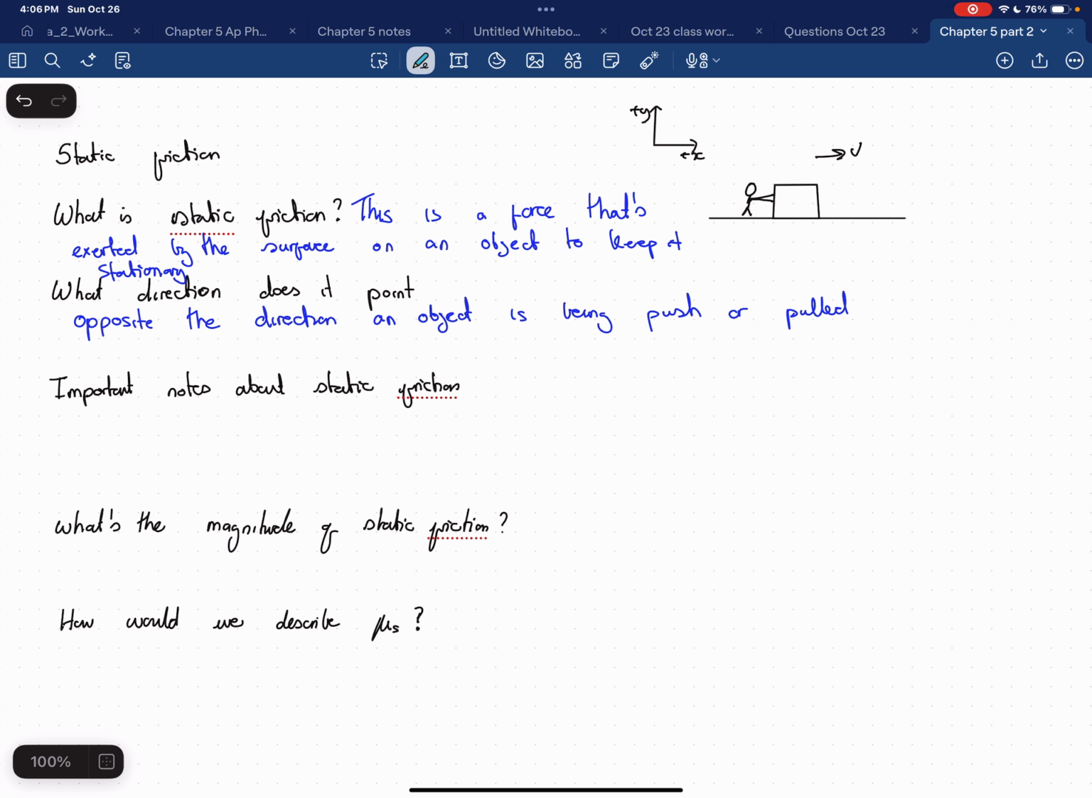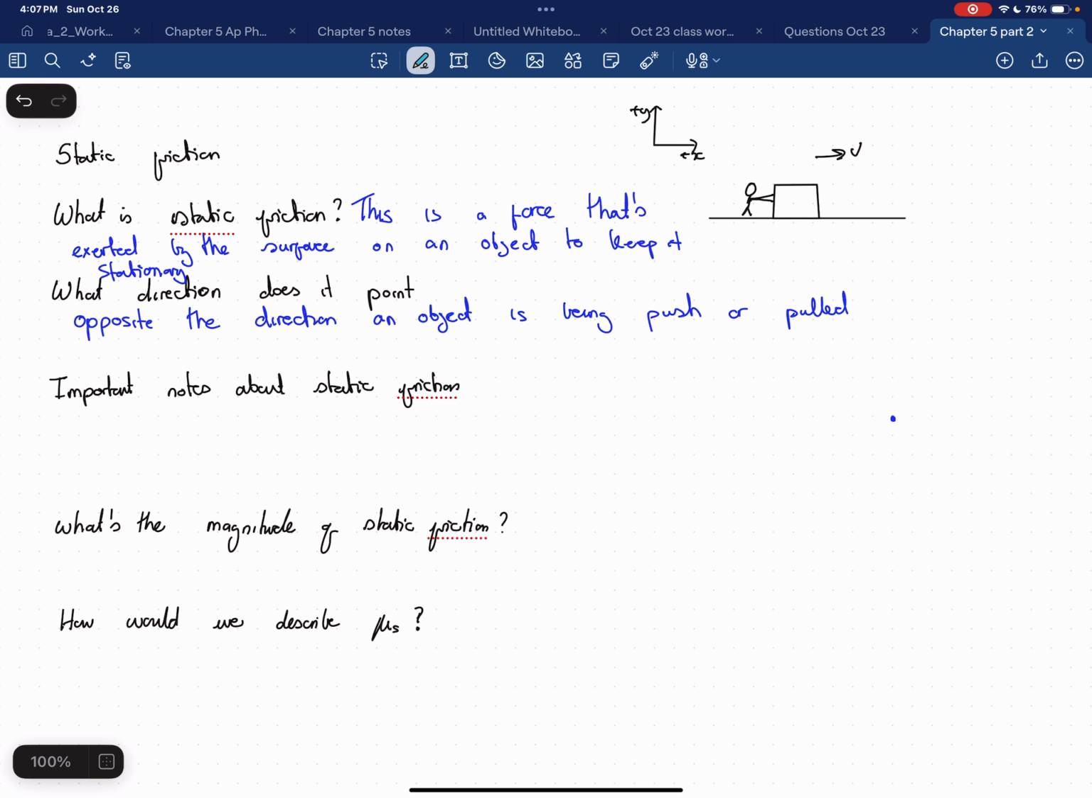Important notes about static friction. Let's analyze this scenario I have over here for a moment. I have a person here pushing this box, and the box is not moving. So let's check out this free body diagram. I'm going to do that somewhere here.